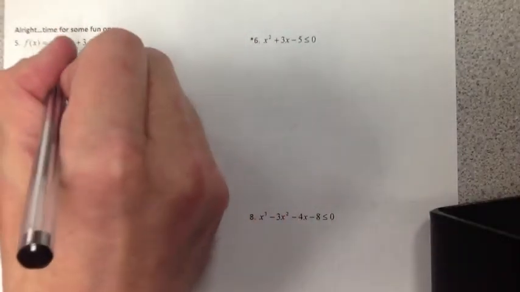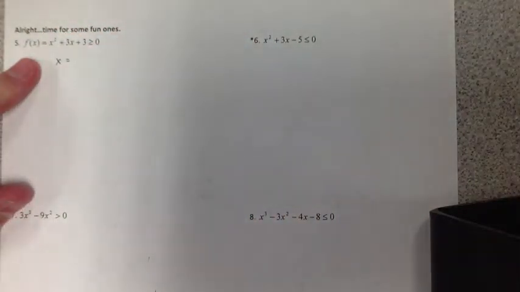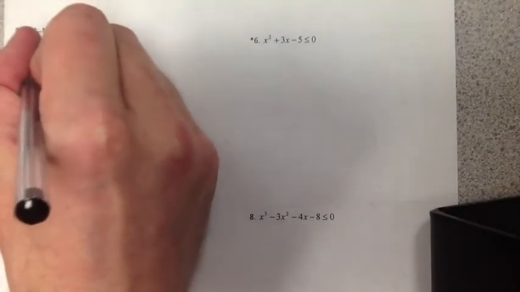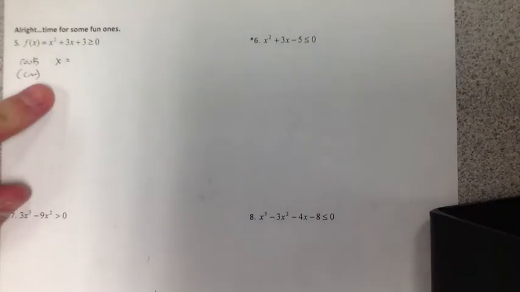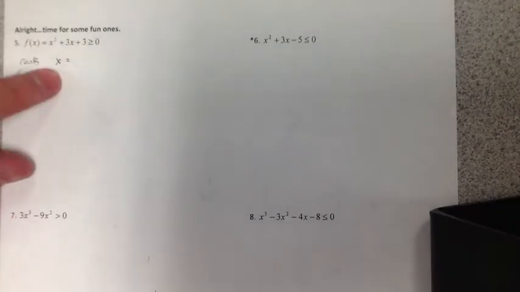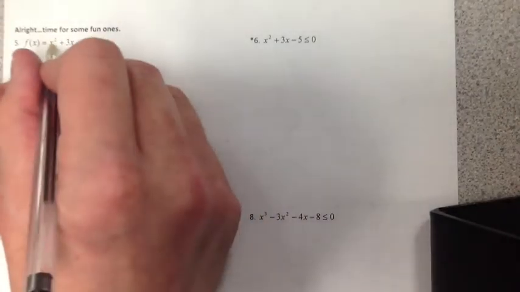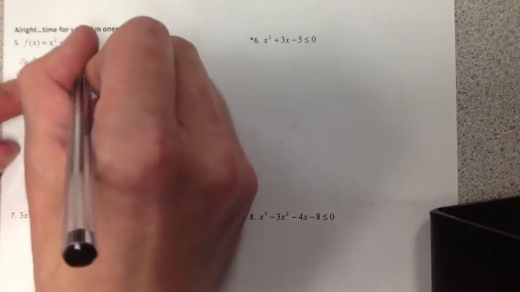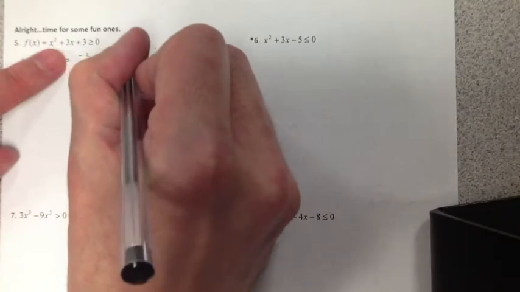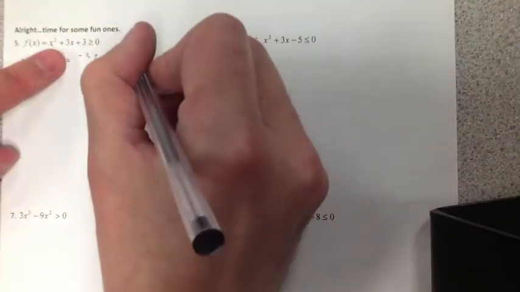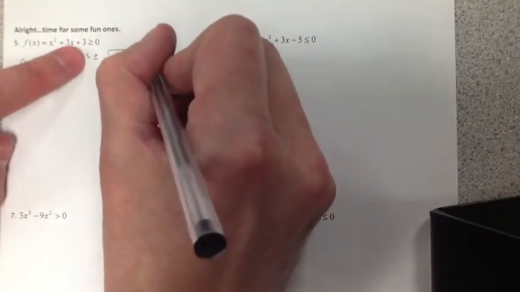If I use my quadratic formula, I still want to graph this. I've got to find the roots, those are what we call the critical numbers, the CNs. So if I can't factor it, I must use the quadratic formula. In this case, I get negative b plus or minus the square root of b squared minus 4ac, where a is 1 and c is 3.